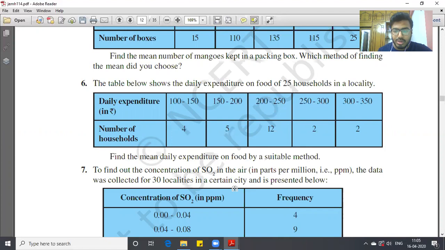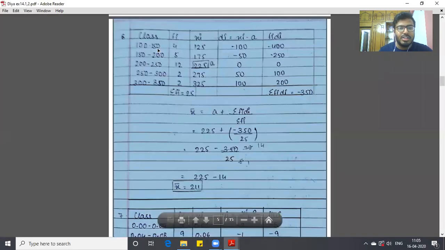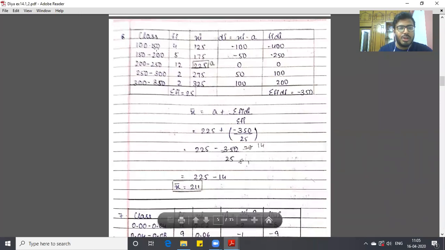So any method you can use. We'll look into the answer. 100 to 150, it's not that clear, sorry. 100 to 150 is the class we are writing, and we are writing the fi. I suppose you are able to understand, xi means upper limit plus lower limit divided by 2, all the xi's you are calculating.